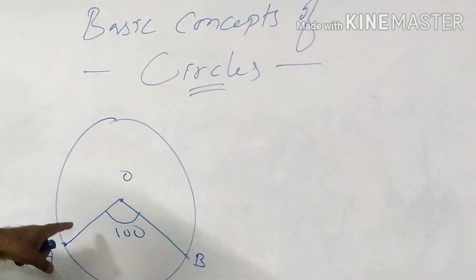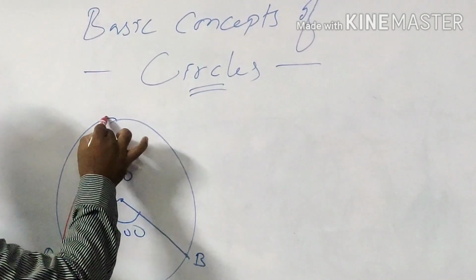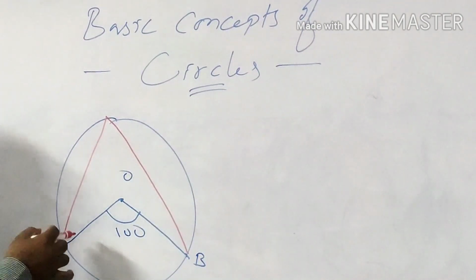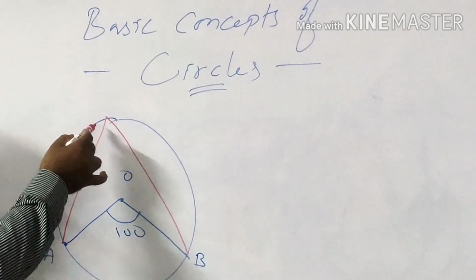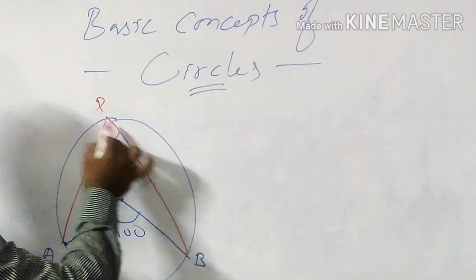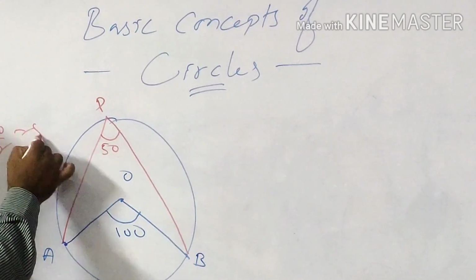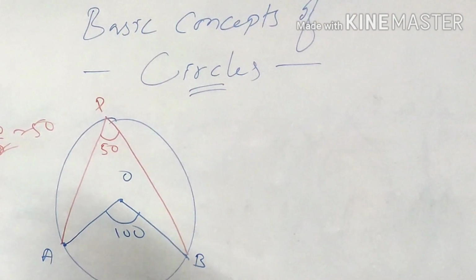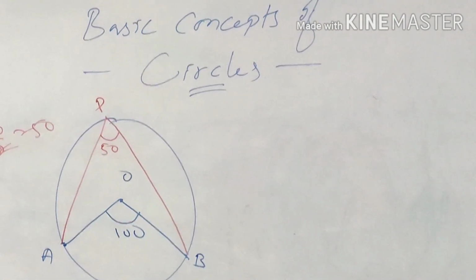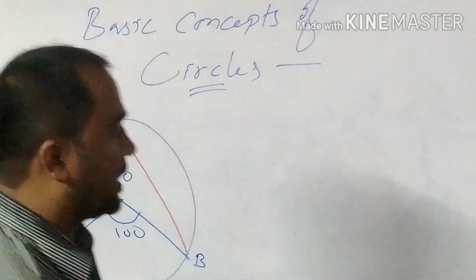Then using the same points, I am going to draw two lines such that those lines intersect or meet at circle at any point here, suppose P, then angle formed here is half of this angle, that is 50. 100 by 2. 50. It is nothing but angle subtended by an arc at the center is double the angle subtended by it at any point in the remaining part of the circle.